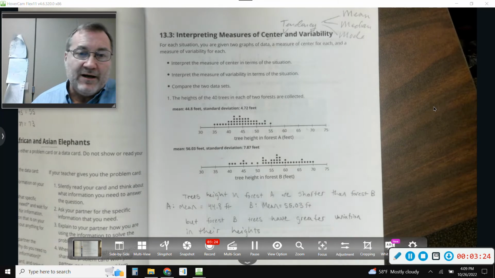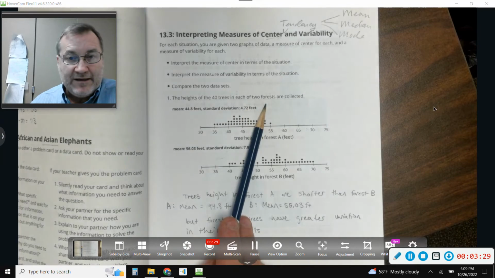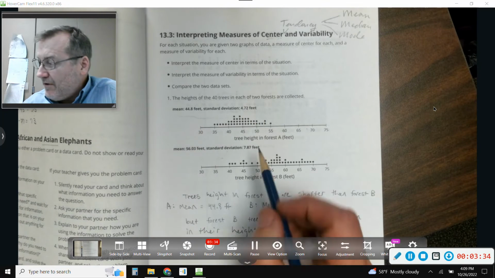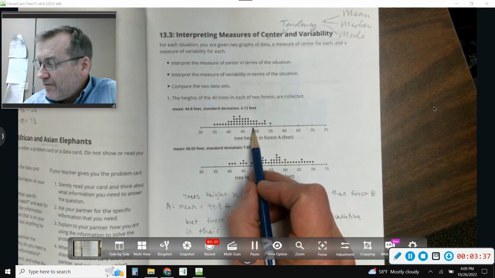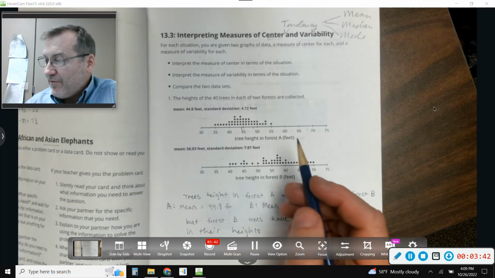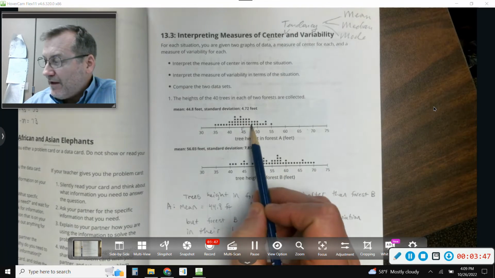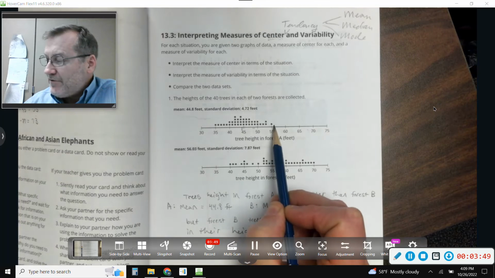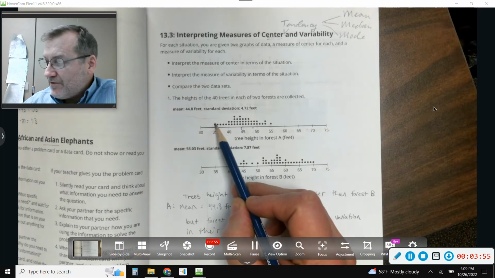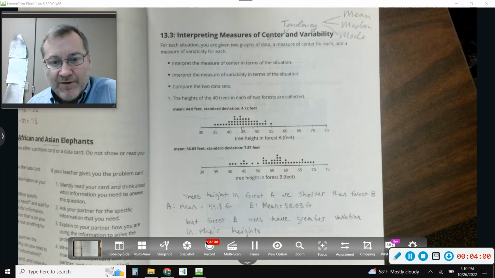Right? And so they start out here. The heights of the 40 trees in each of the 2 forests is collected. All right, so they're telling you that the mean is 44.8. So right about in here, that's about where your mean's at. And your standard deviation is 4.75, so it's pretty well clustered right around there, as you can see. I don't have too many outliers, just like one up here at 55, which is kind of odd. One of the little small ones down here by 35. So that's all that's really going on there.